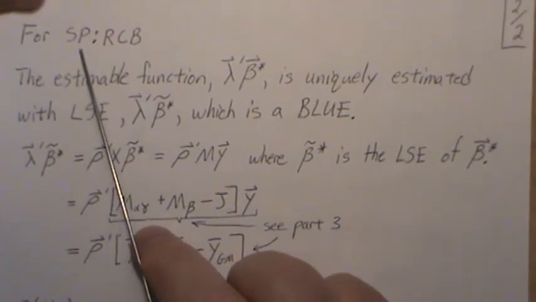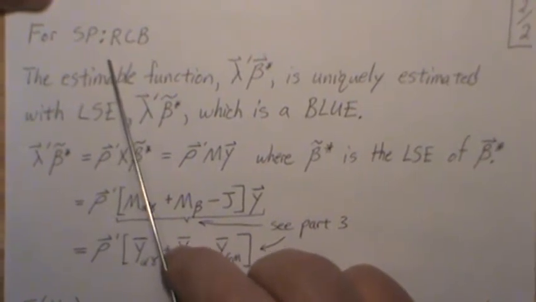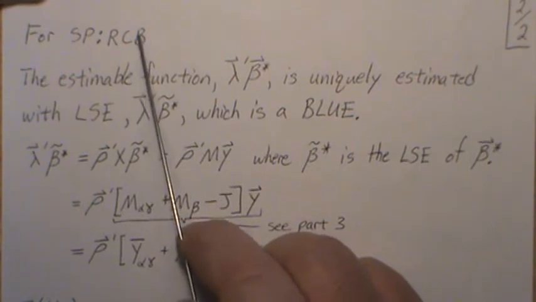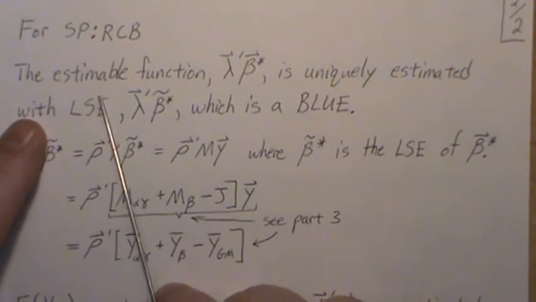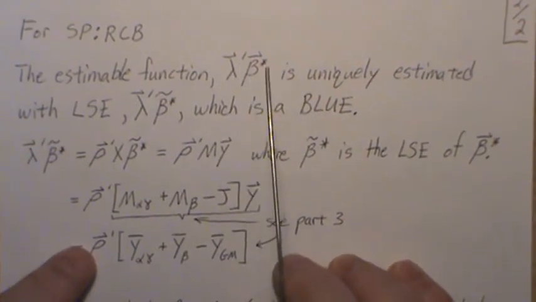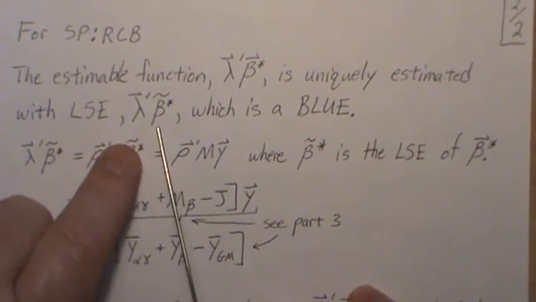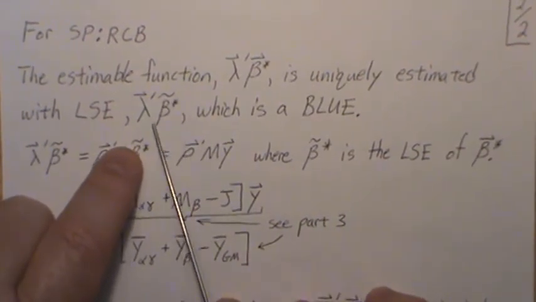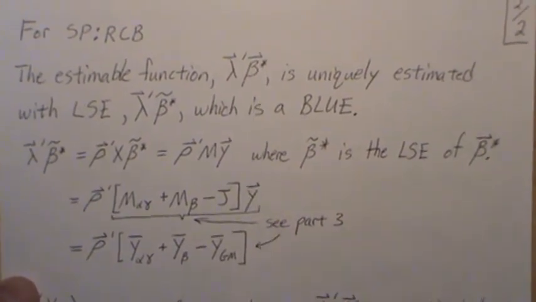So for split plot, randomized complete block design, and really this is my notation. I don't think other statisticians use it much, but I like to put this because that's the first type of randomization in the split plot model. So the estimable function, lambda transpose beta star, is estimated with the least squares estimate here. So we plug in the least squares estimator, and so this is a BLUE. It's the best linear unbiased estimator for this estimable function.